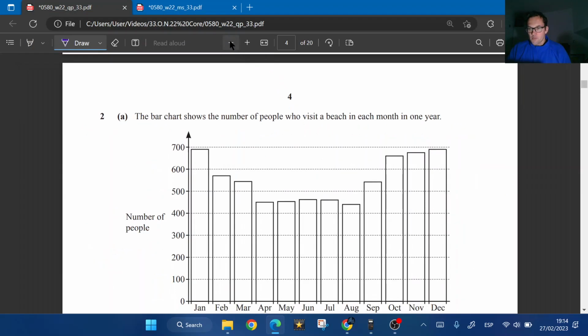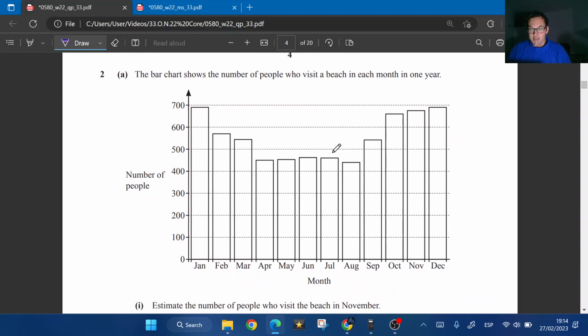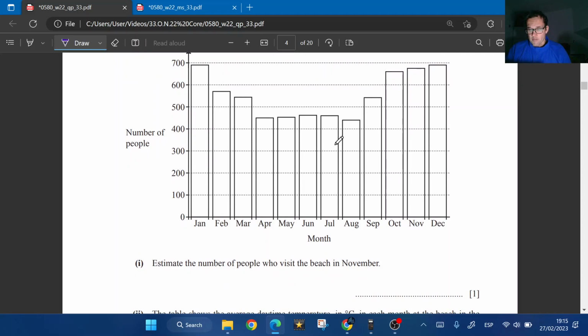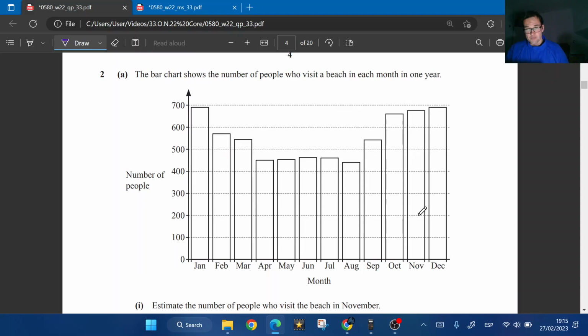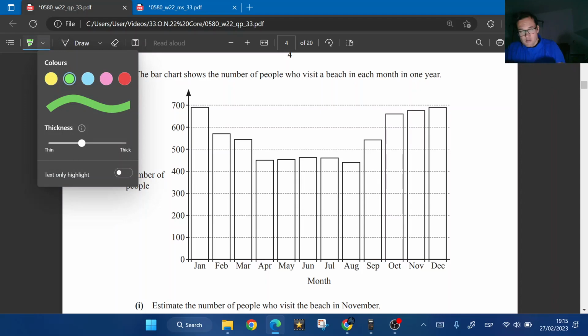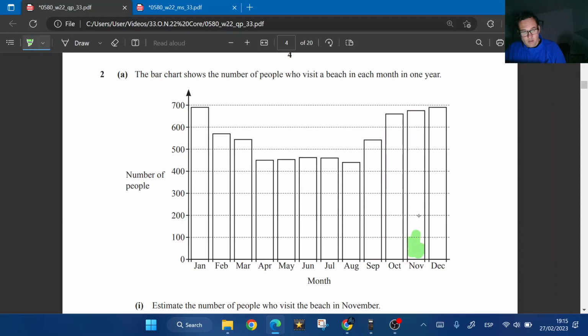Question 2 shows us a bar chart. Number of people who visit a beach in each month of the year. I bet this is the southern hemisphere because look, the summer there when people go to the beach is October, November, December, January. And then it's winter in the southern hemisphere in May, June, July. So don't go to the beach. Alright, estimate the number of people who visit the beach in November. So we look at November. It's highlighted, nice green. November is over here.